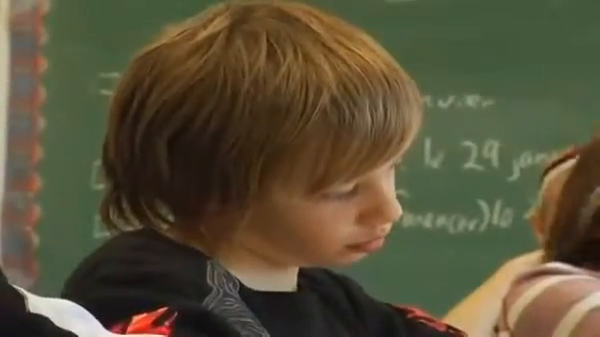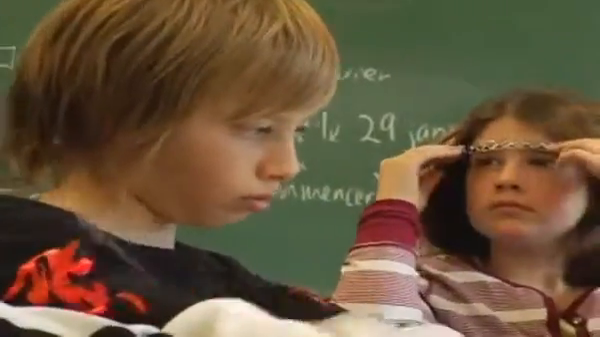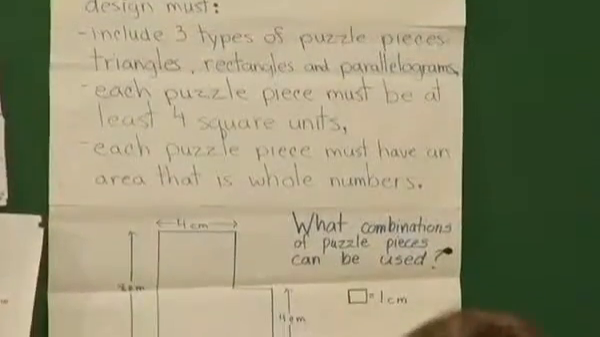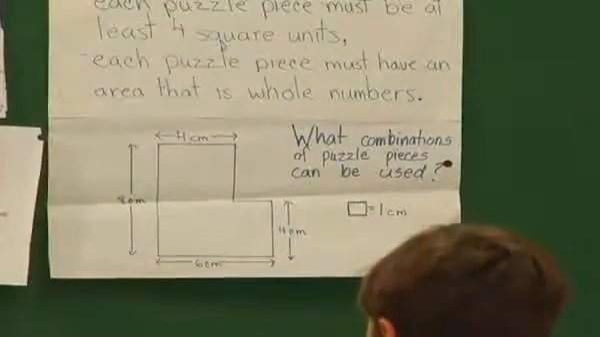Okay? Each puzzle piece must be at least 4 square units. When you see at least, what does that tell you? At least. Emma? It has to be 4 or up. 4 or more. Each puzzle piece must have an area that is a whole number. Give me an example of whole numbers. Cameron? Like 4 square units. That's an example. 5. Could I use 4.3? No. Could I use 5.5? No. Okay, so it has to be whole numbers.